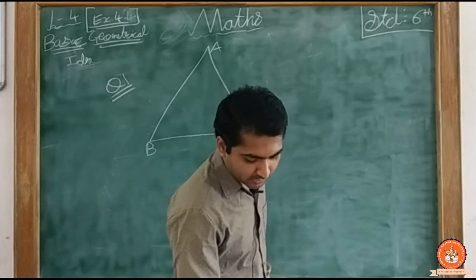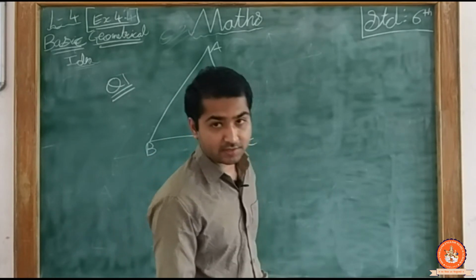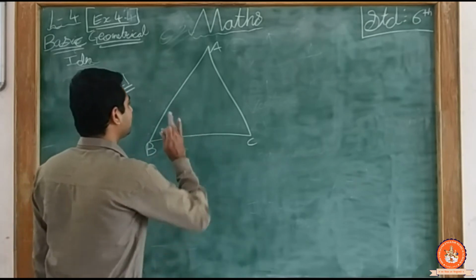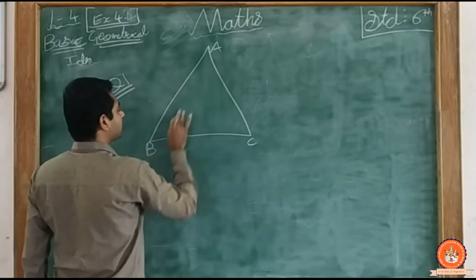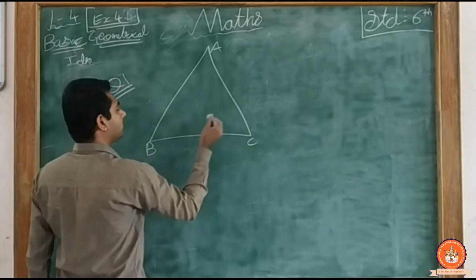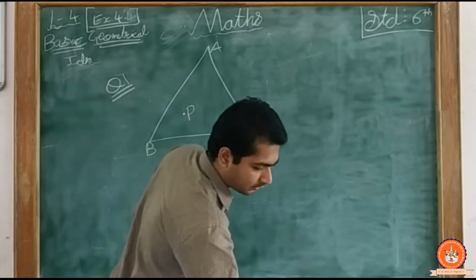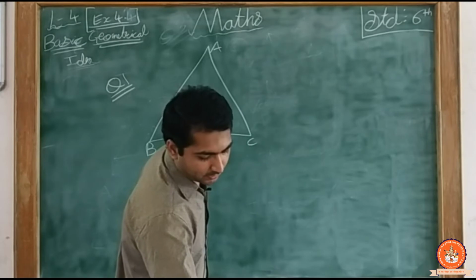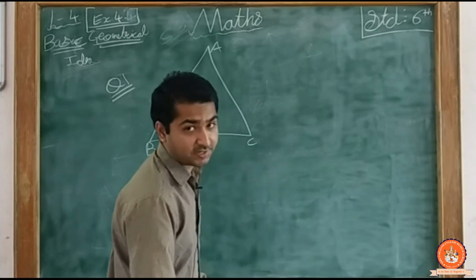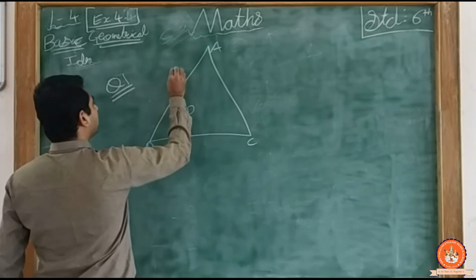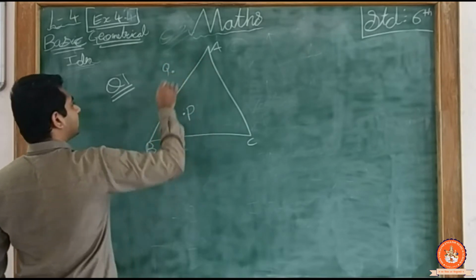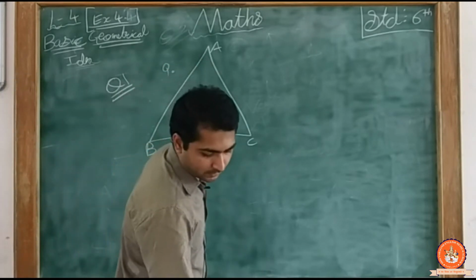Now mark a point P in its interior. We have to mark a point P in its interior. So this is my inner portion. This is called the interior. I can mark anywhere. I am marking P here. Clear? Now a point Q in its exterior. So you can draw point Q here outside this triangle, in the exterior.